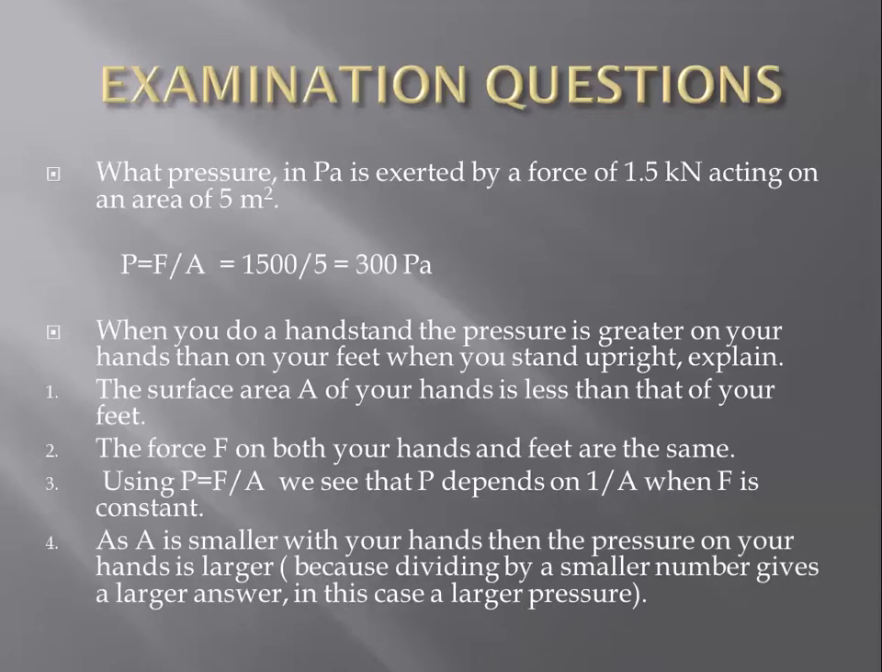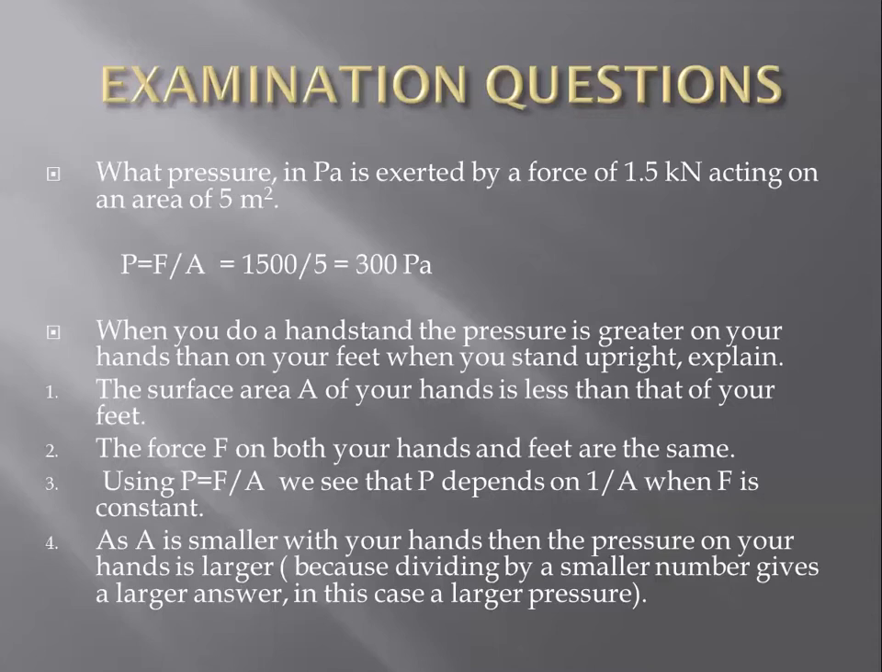Right, what does that mean? Fourth point. As A is smaller with your hands, then the pressure on your hands will be larger, because dividing by a smaller number gives a larger answer. A smaller number on the bottom part of the equation. In this case, we get a larger pressure.